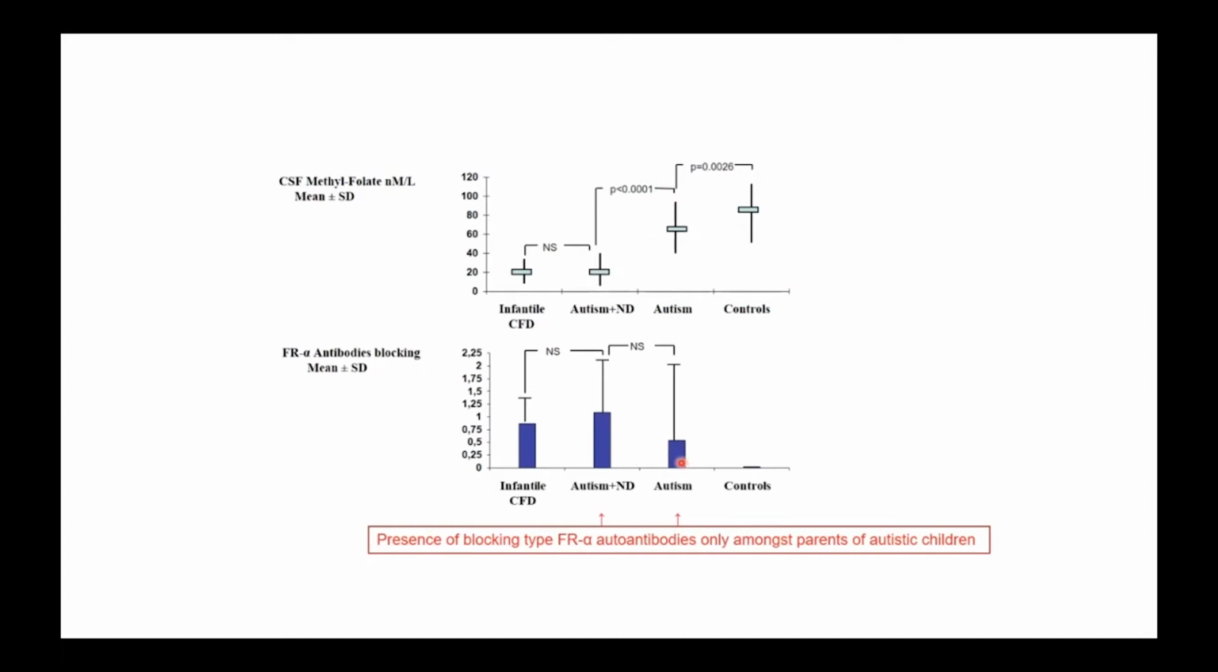So the only difference, adding the tag autism compared to the infantile CFD group, was that the parents of children with autism had folate receptor alpha antibodies, whereas the parents of children with infantile CFD didn't have these antibodies.